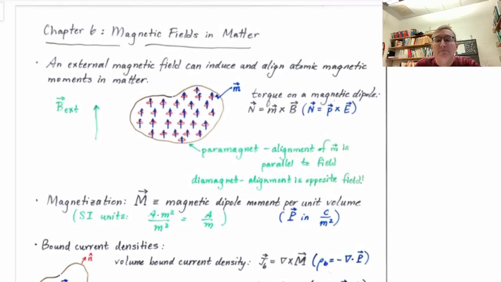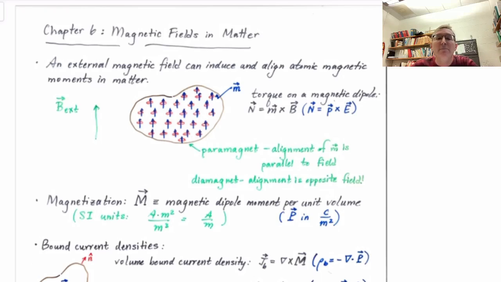Hello, E&M students. This is a very brief summary of some key ideas from Chapter 6, Magnetic Fields in Matter, which is the magnetic version of Chapter 4 that we spent some time studying, Electric Fields in Matter. Because of time constraints in class, I'm just going to do a quick overview of the key ideas in Chapter 6. Much of the ideas are analogous to what we did in Chapter 4.